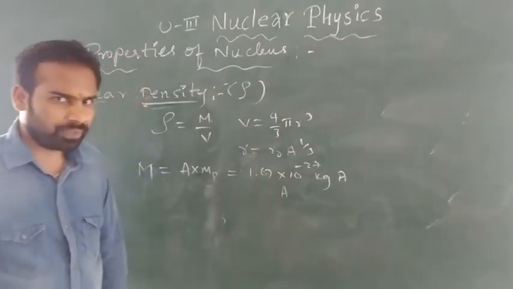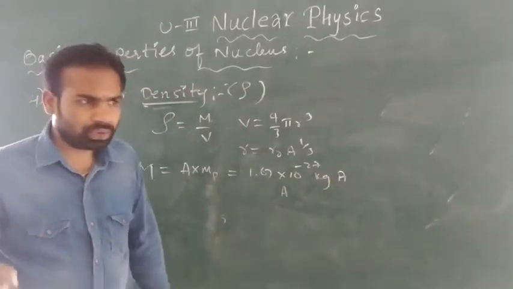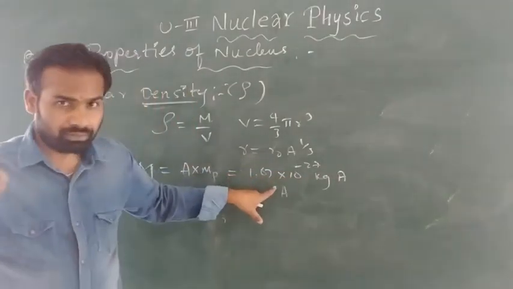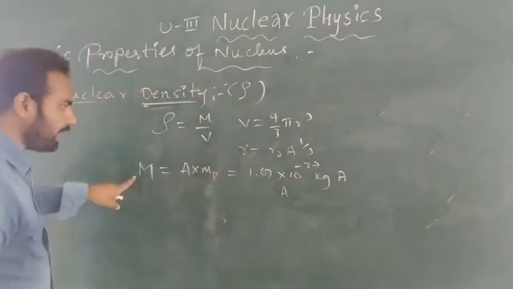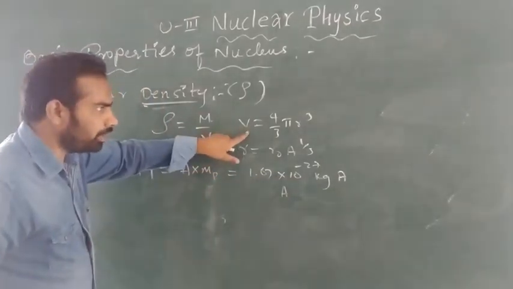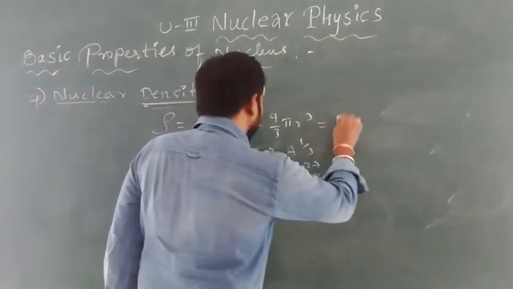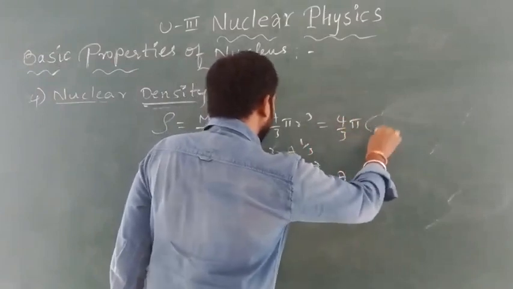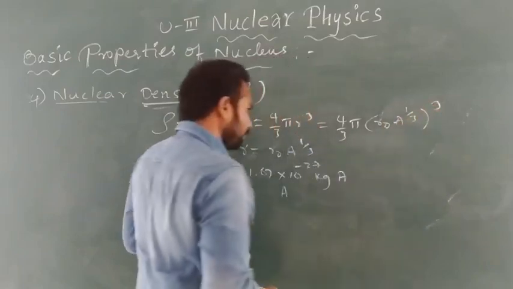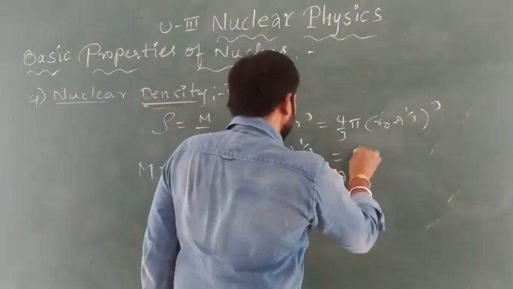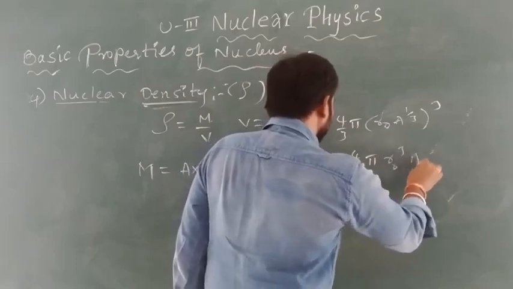In the last class we discussed this. And what is A? Mass number, the total number of nucleons. So the total number of nucleons into each nucleon mass gives the total mass of the nucleus, that is capital A. Okay, we got the M value. Now what is volume? 4 by 3 pi R cubed, nothing but 4 by 3 pi into R naught A power 1 by 3 whole cube. The cube gets cancelled: 4 by 3 pi R naught cube into A.